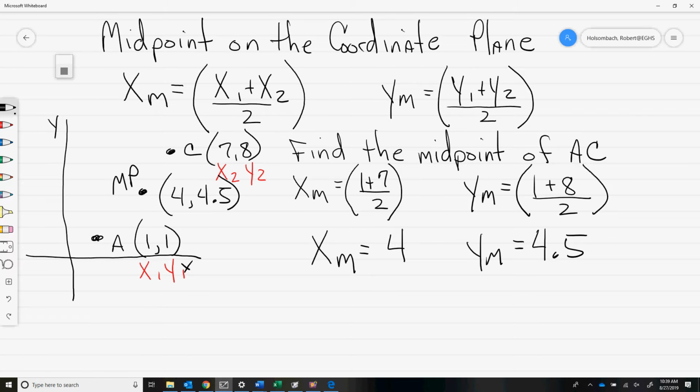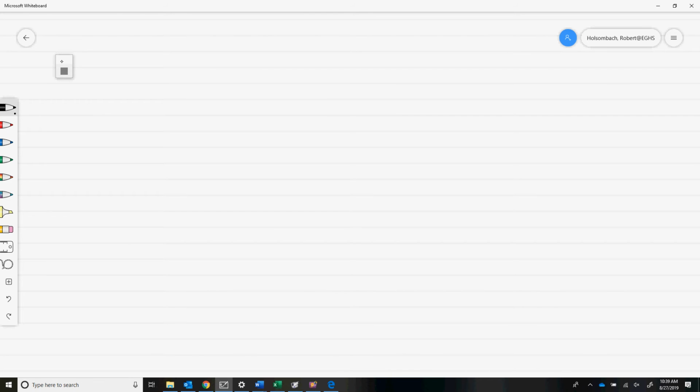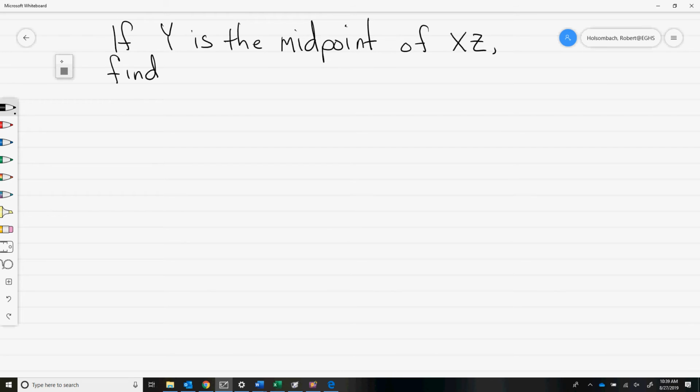The last type of question that you're going to see on your assignment today is when you're going to be given coordinates on the coordinate plane of an endpoint and a midpoint, and you need to find the other endpoint. So let's say if Y is the midpoint of XZ, find the coordinates of Z. And you may be given a coordinate plane, or you just may be given the coordinates with each point.